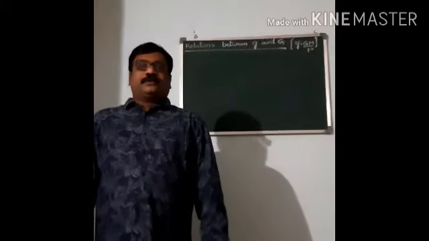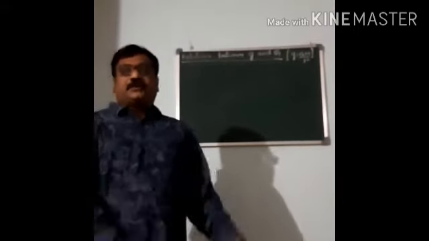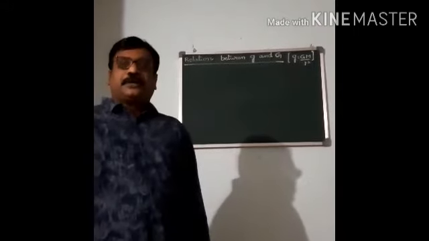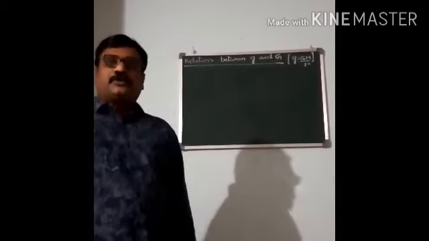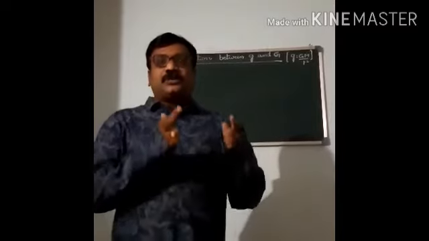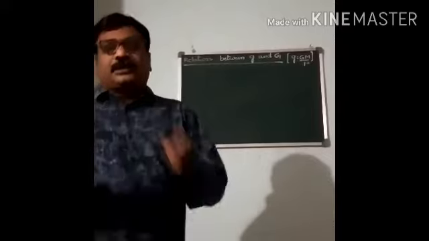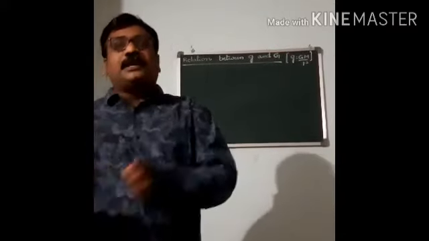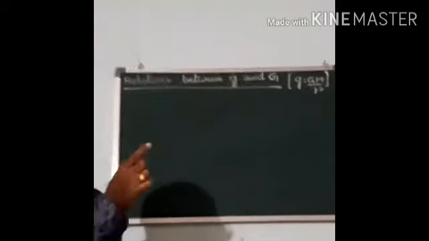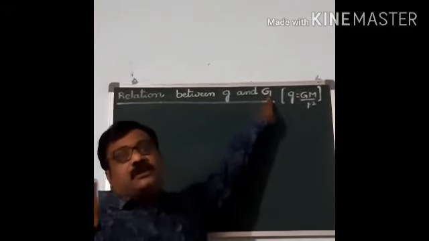Good morning, students. In the previous class, I explained the universal law of gravitation, that is F equal to G m1 m2 by r square, and its application. Today I am going to derive the equation which relates acceleration due to gravity and the universal gravitational constant. That means the relation between small g and capital G. Small g means acceleration due to gravity, and capital G is the universal gravitational constant.